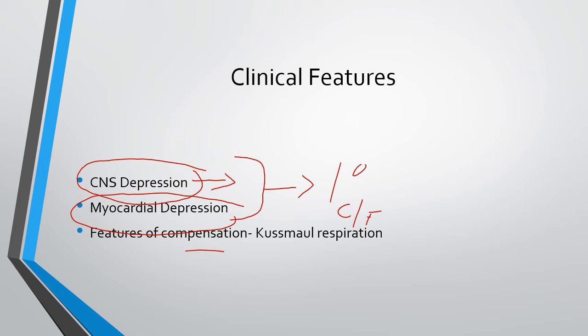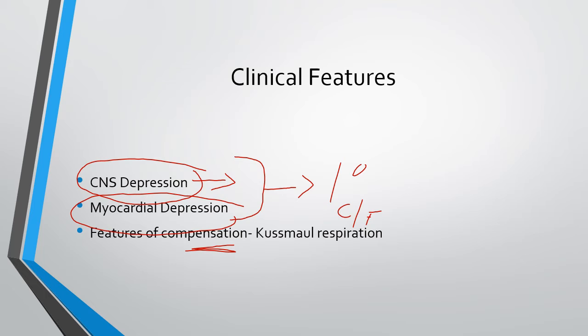Next, this is due to compensation. To increase the CO2 washout, the person has to hyperventilate. This type of respiration that is seen in metabolic acidosis is known as Kussmaul's respiration.